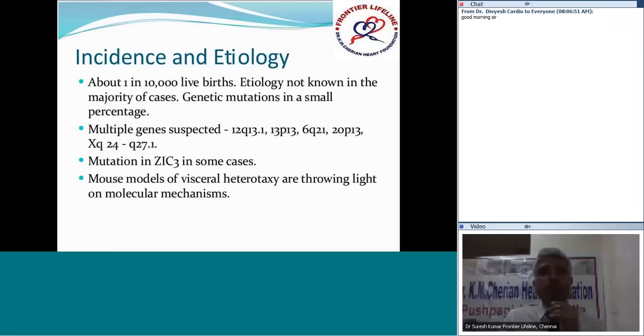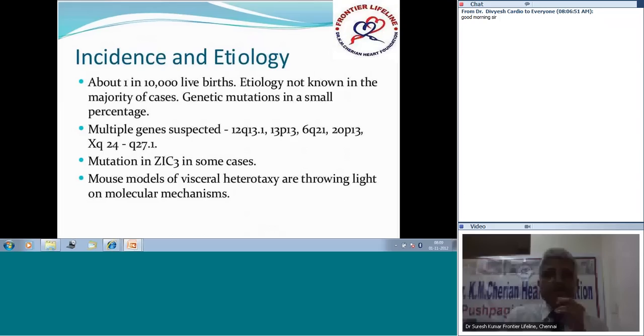It occurs in one in 10,000 live births. Like most cases, we don't know the etiology, and genetic mutations do occur in a small percentage. There are multiple genes which are suspected, which involve chromosomes like 12, 13, 6, 20 and the X chromosome, and mutation in ZIC3 in some cases. And there are mouse models of visceral heterotaxy which geneticists have evolved, which have thrown light onto the molecular mechanisms underlying heterotaxy.